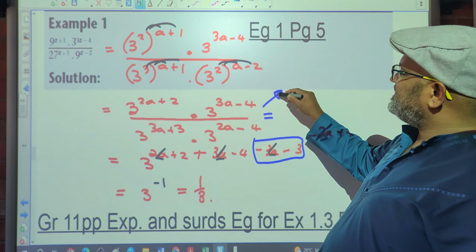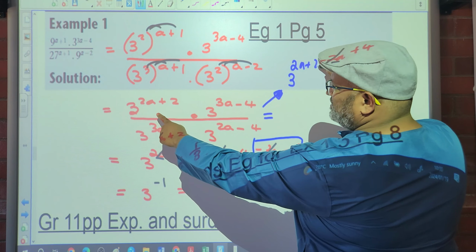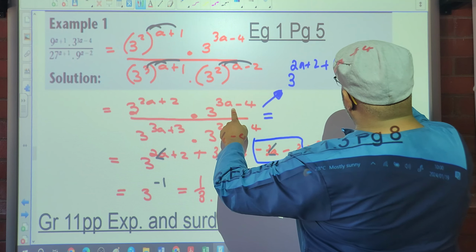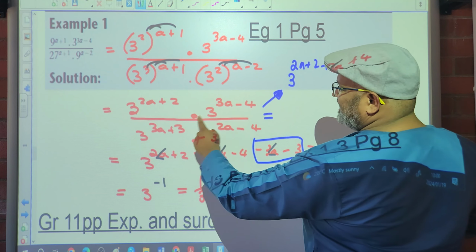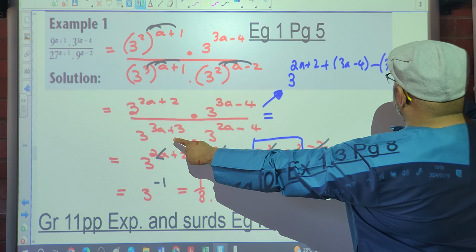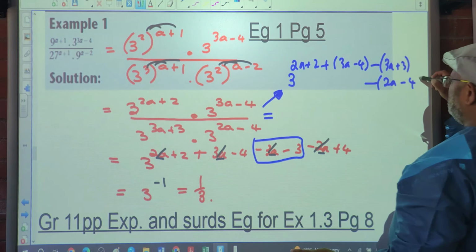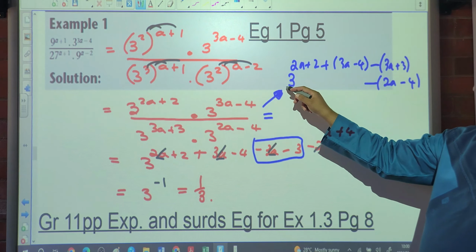When I'm multiplying and bases are the same, I add the exponents. So it's going to be 2a plus 2 plus 3a minus 4. But now when I divide, what do I do to the exponents? I subtract. So it's minus (3a plus 3) minus (2a minus 4). Remember, all of this is on that base of 3.